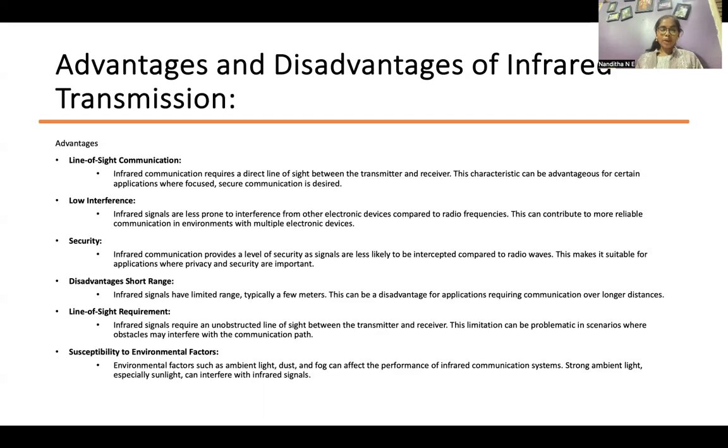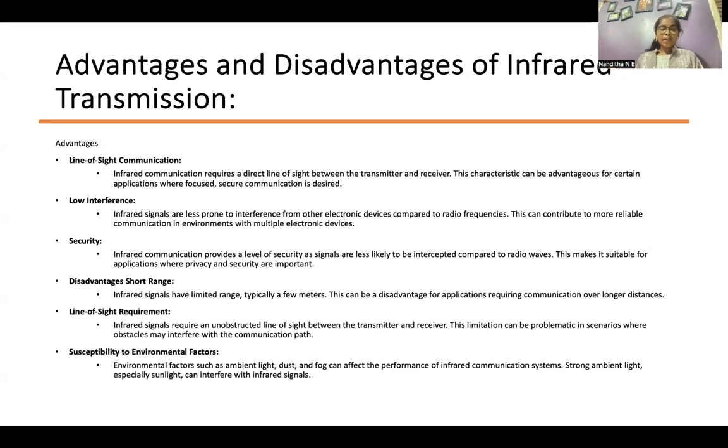Line of sight requirement. Infrared signals require an unobstructed line of sight between the transmitter and the receiver. This limitation can be problematic in scenarios where obstacles may interfere with the communication path.